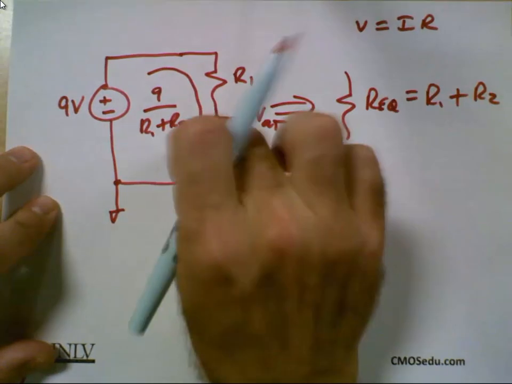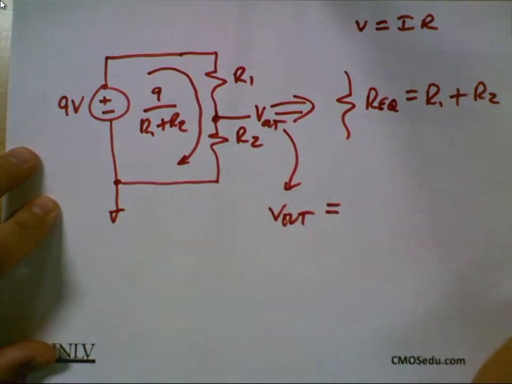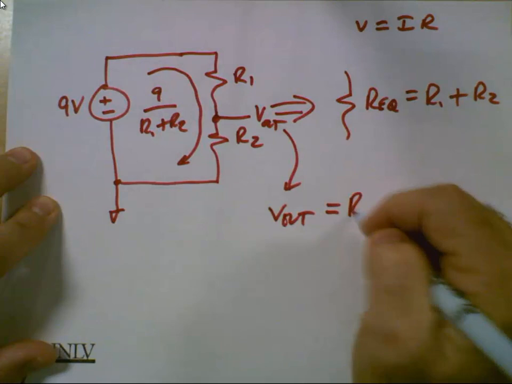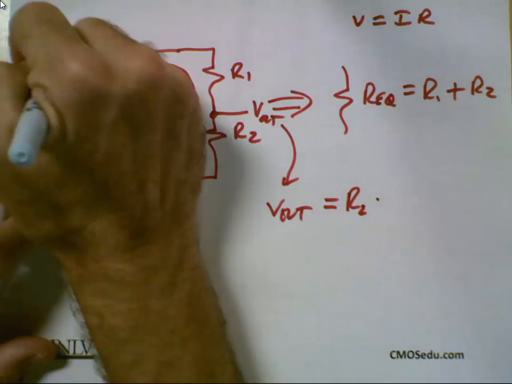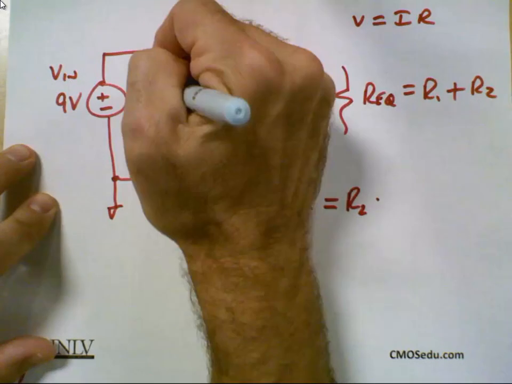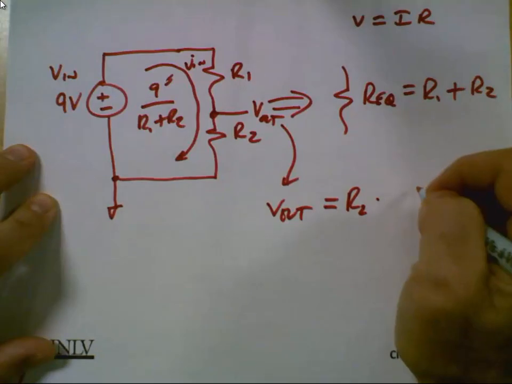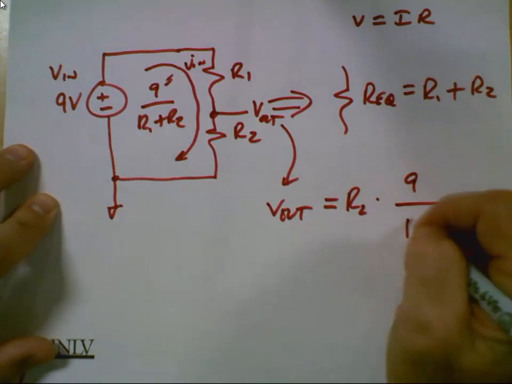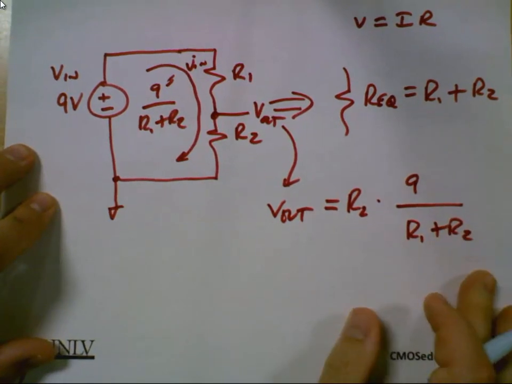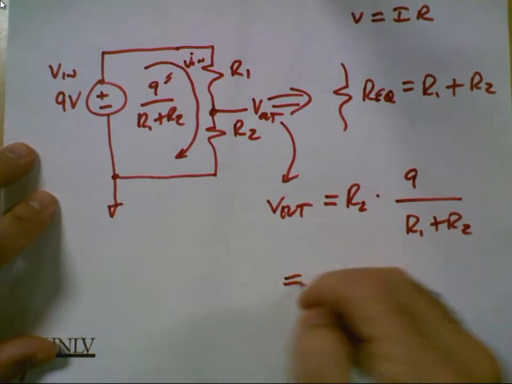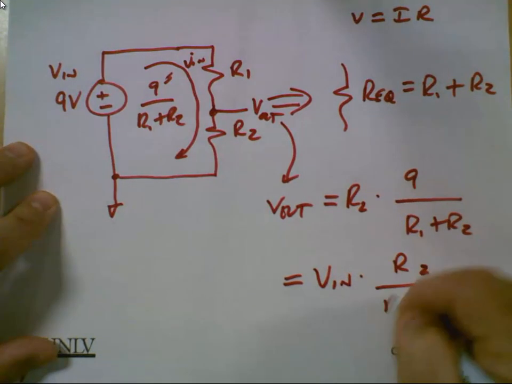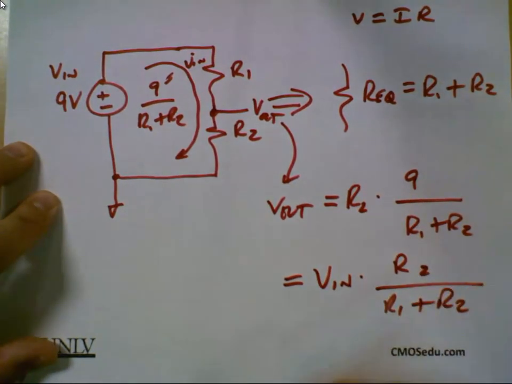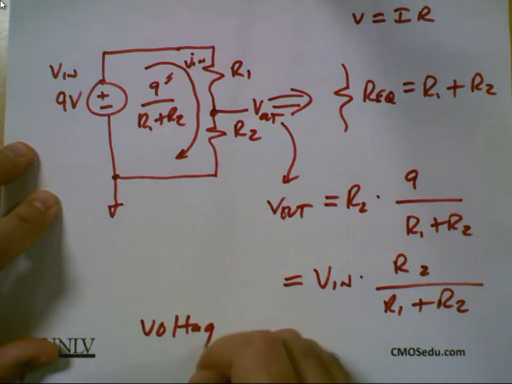So the R is what? R2. What is the current? Let's call this V in. V in. We'll call it 9 over R1 plus R2. Or I can rewrite it as V in times R2 over R1 plus R2. This is called the voltage divider.